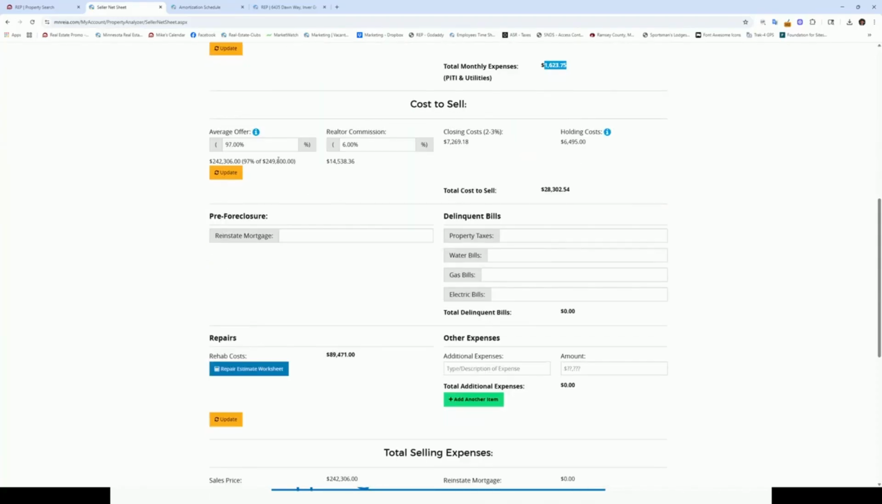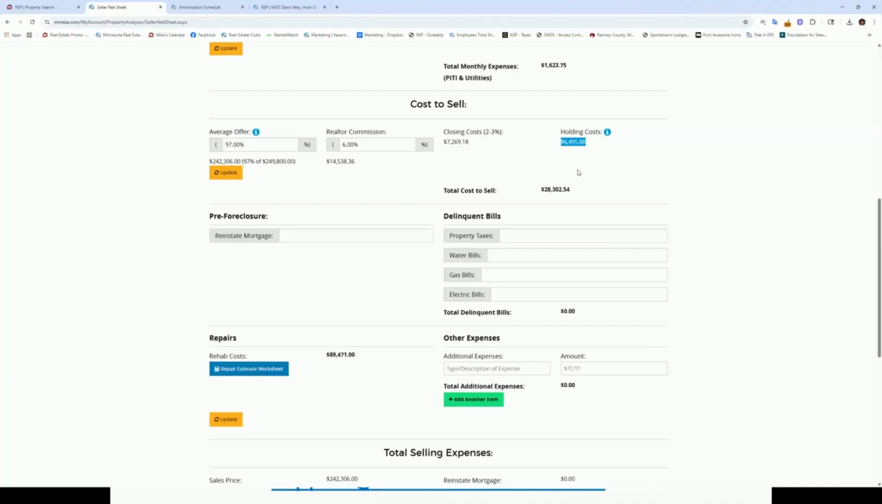Then we come down and say, okay, if you listed your property for the $249,800, you could expect to receive an accepted offer around 97% of what you're asking, which means you're agreeing to about a $242,306 offer. And usually when we go through this, the seller's like, okay, that makes sense. Right now, what they've really agreed to is a 3% discount on their overall price. Okay. And then the realtor's commission, 6%. And then our closing costs and our holding costs.